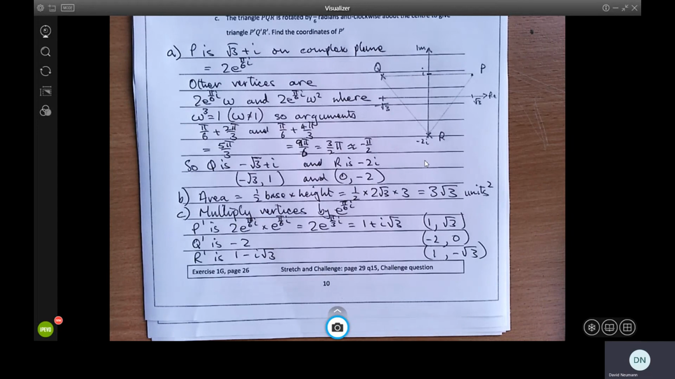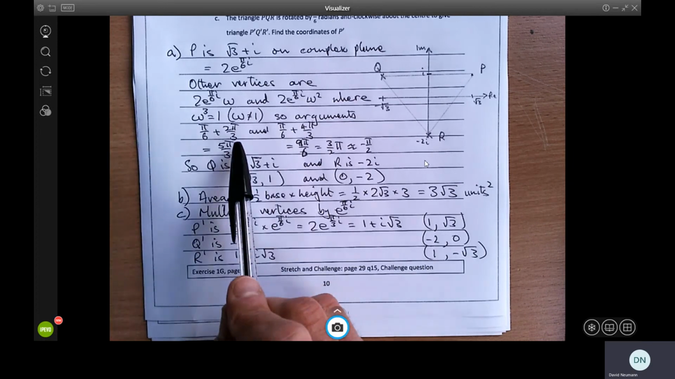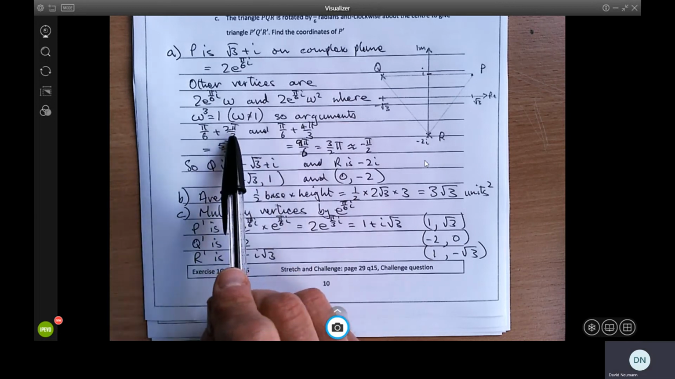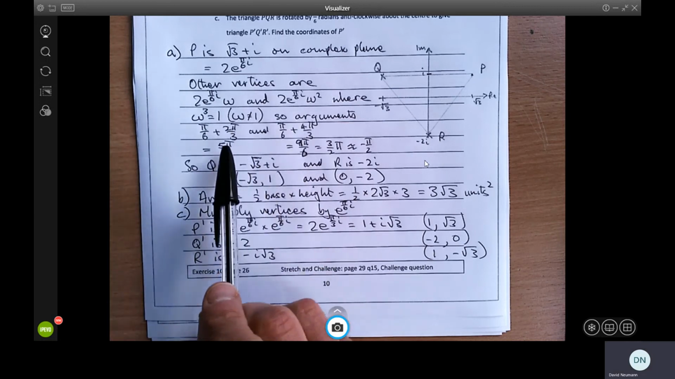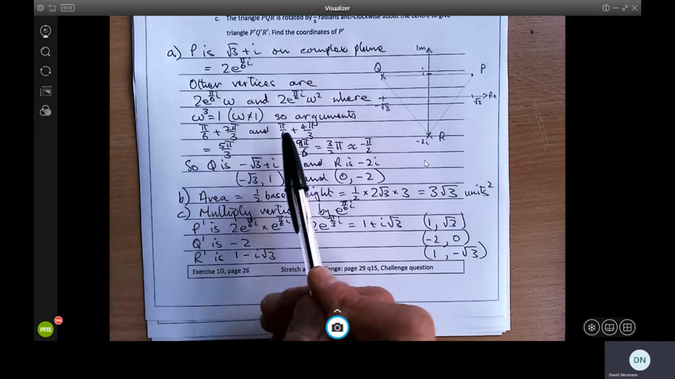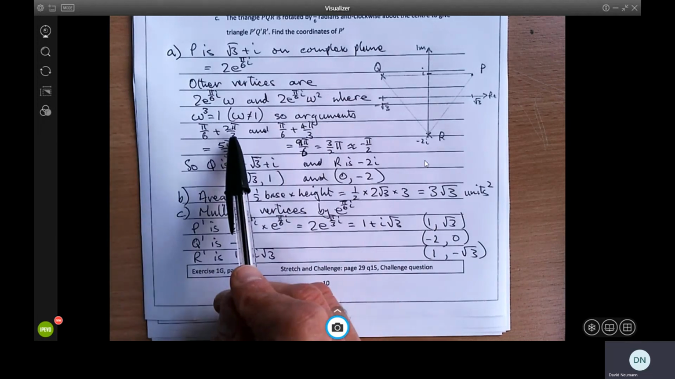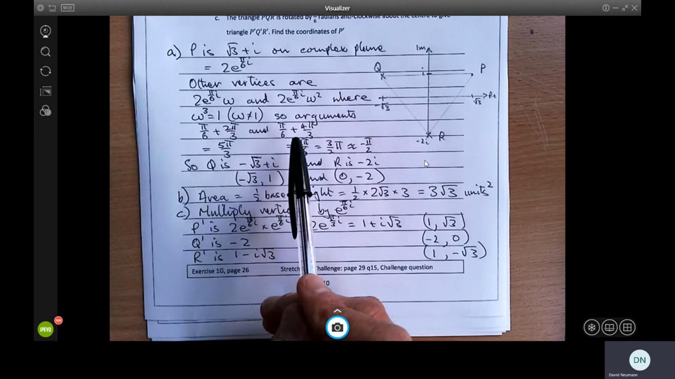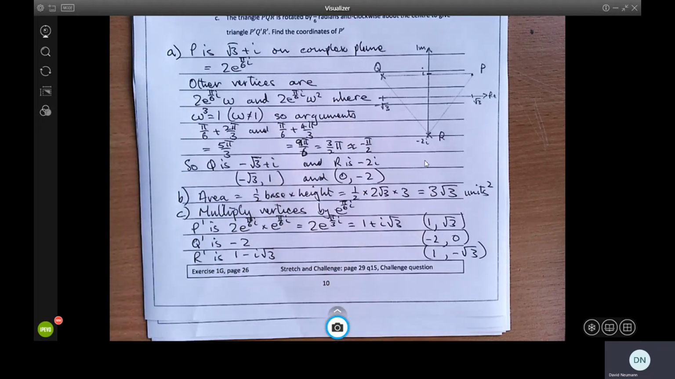So there's an example with an equilateral triangle. You might get a question which would ask you about the vertices of a square or a regular pentagon or a regular hexagon, and you would be able to approach it in the same way. You would just have, instead of the increasing arguments of 2 pi over 3 and 4 pi over 3, a similar thing divided by whatever your power was. So for a square, it would be divided by 4, for a pentagon by 5, and for a hexagon by 6.